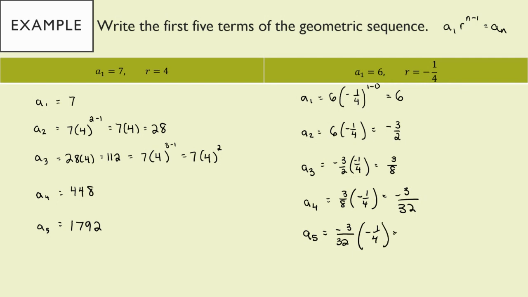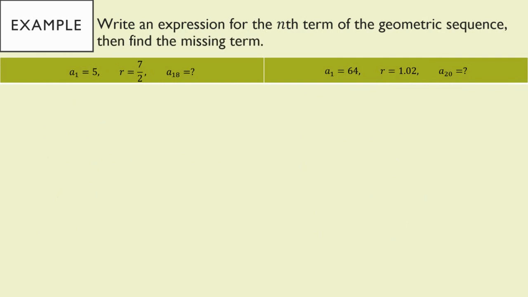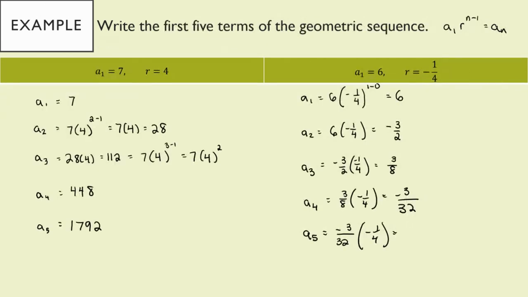I don't know what 32 times 4 is. Oops. And then this gives us a positive 3 over 128. Yeah, so easy enough. Once you know what the pattern is, it's pretty easy to find the first 5 terms. You don't really need the formula for that.